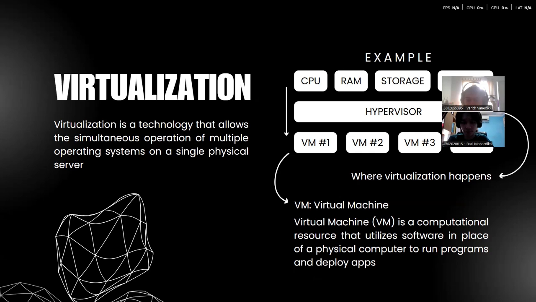to the users. Now, what is a VM or a virtual machine? A virtual machine is a computational resource that utilizes software in place of a physical computer to run programs and deploy apps. And in our case, multiple instances of it can exist in a single server or device.